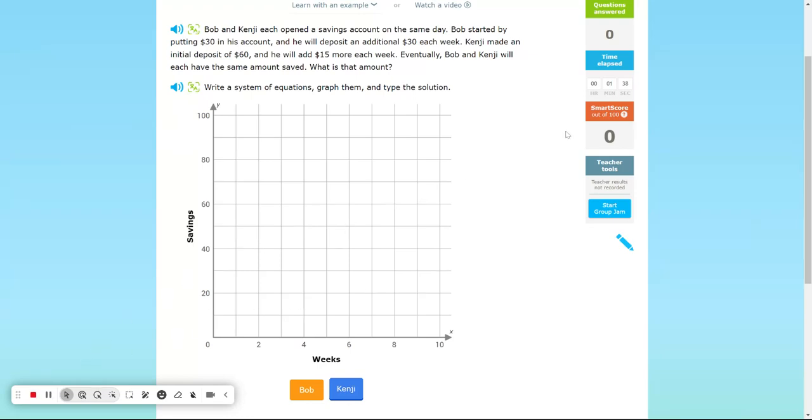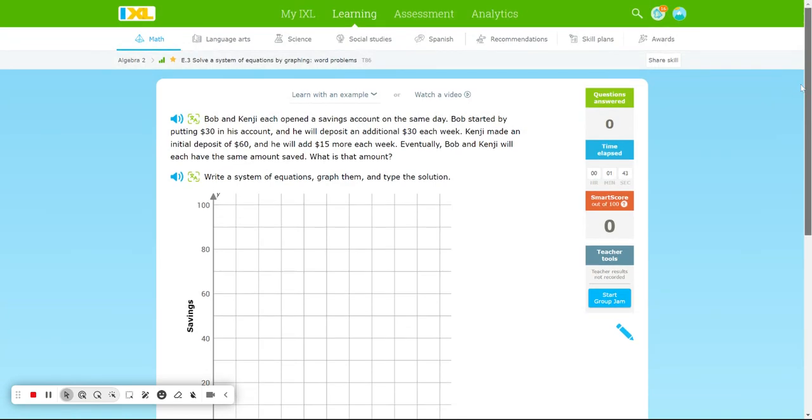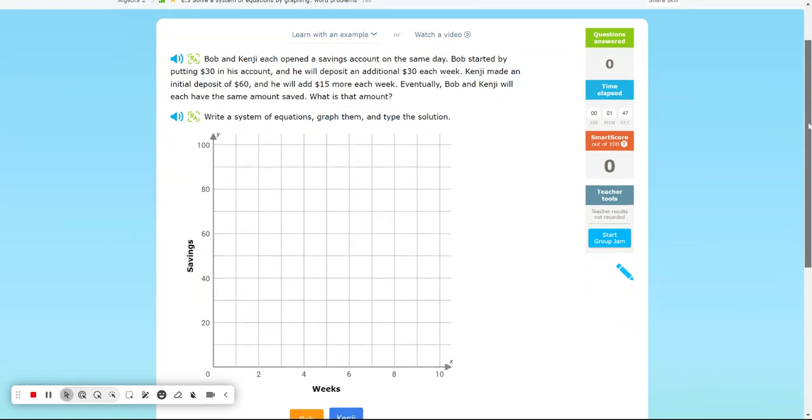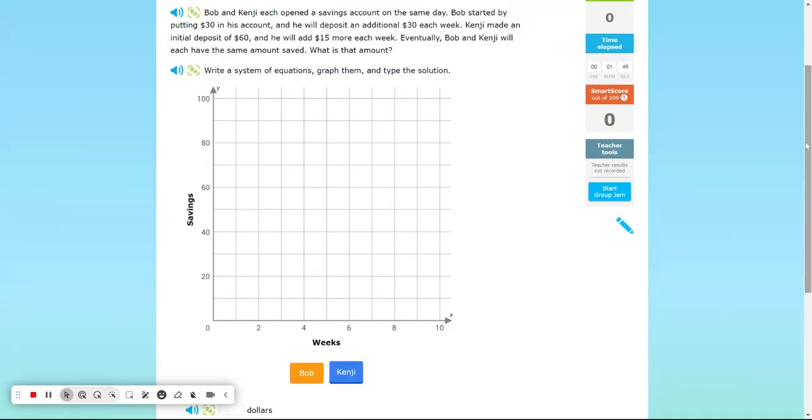All right, we go over E3. So E3 is solving a system of equations by graphing, a word problem. Okay, so let's read it over.